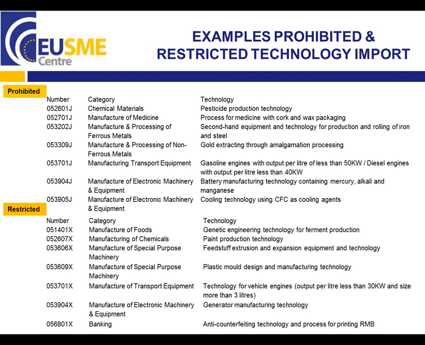So this list is for your reference only. Whether it's appropriate for your company is only when you check it out yourself. So you have to go through this list or ask somebody to go through the list, or maybe the SME center, somebody can advise, go through the list for you. And then if it's not on the list, prohibited or restricted, that means it's technology you can just transfer to China.